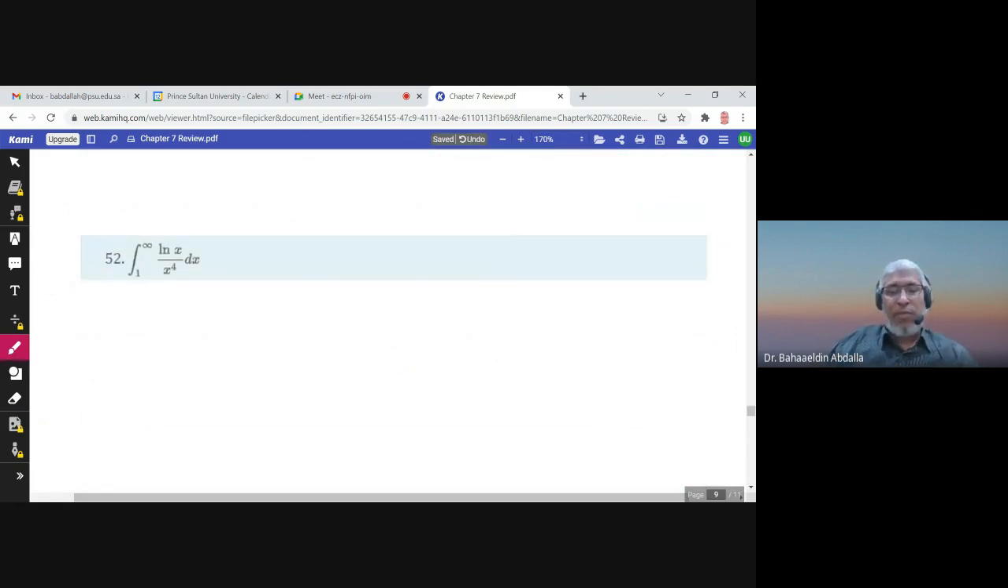Again, same. I write it, limit when t goes to infinity from 1 to t ln x over x to the power 4 dx. Now let me evaluate this integral here. Okay, so integral of ln x over x to the power 4, I'll take u to be x to the power negative 4. Sorry, this is dv. Of course, I'm using integration by parts. I have x with ln. So actually u is ln x as usual, and du is 1 over x dx. And now dv is x to the power negative 4.